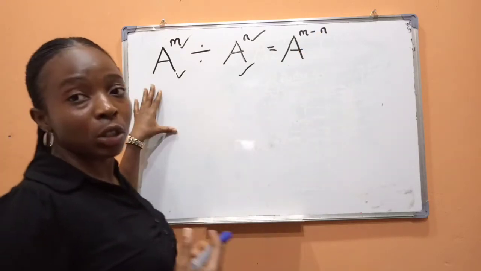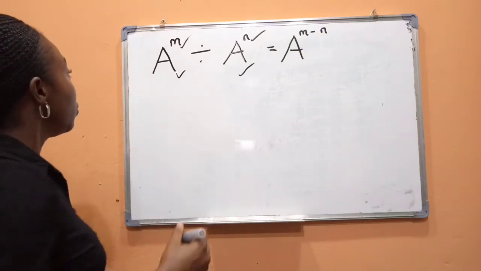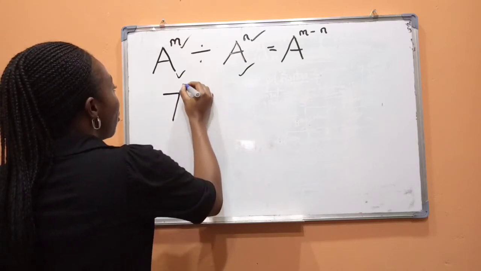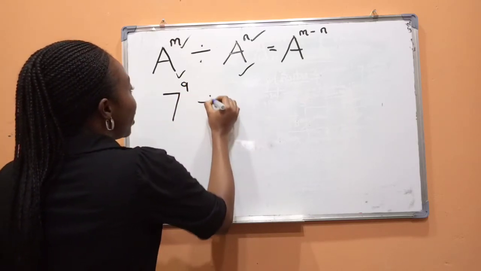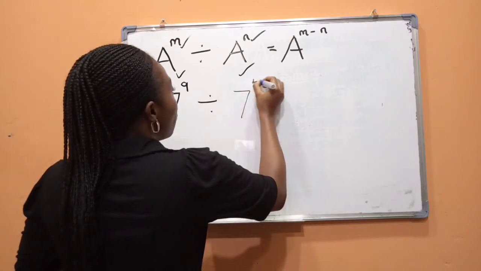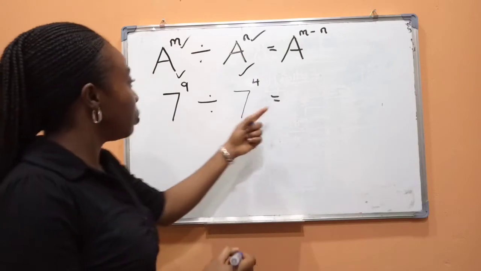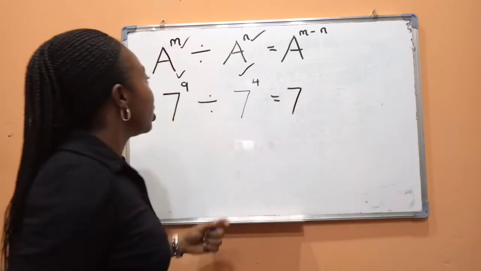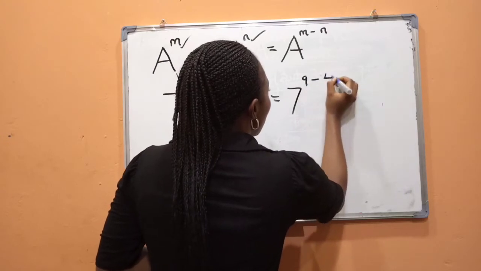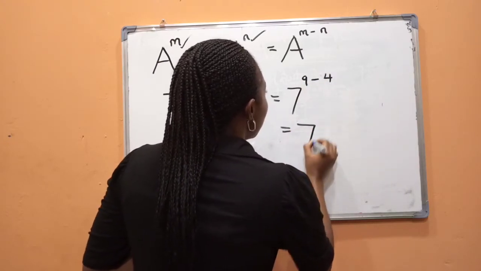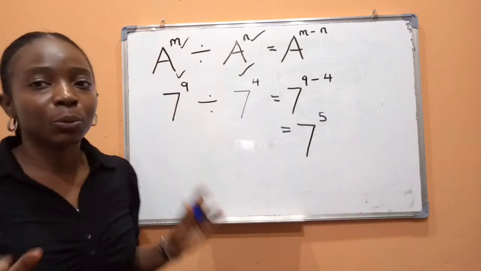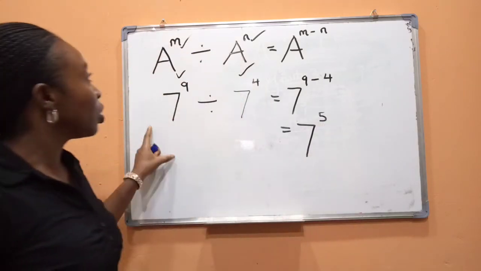So let's impute a number to have a better understanding. If you have something like 7 to the power of 9 divided by 7 to the power of 4, what we simply do is pick one of the 7s and then subtract the index. So we have 9 minus 4, which is equal to 7 to the power of 5. That's simple, guys. Now, how about the third law?